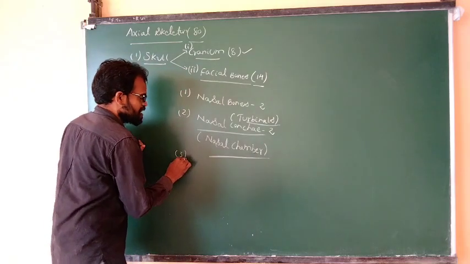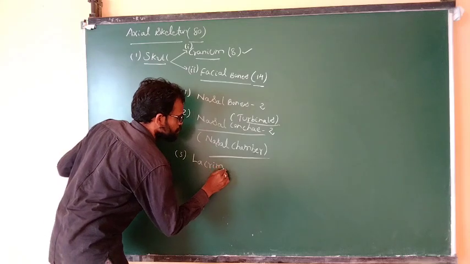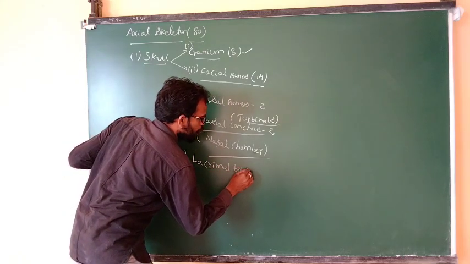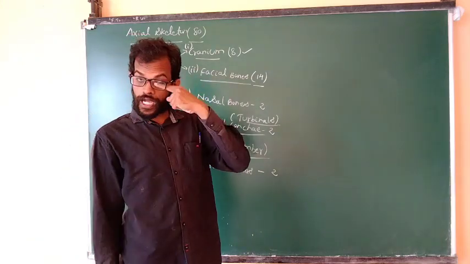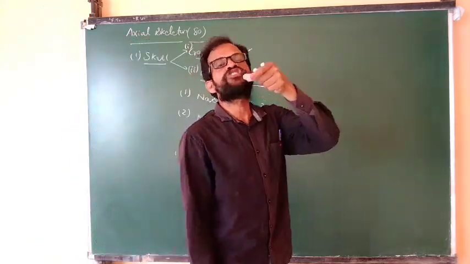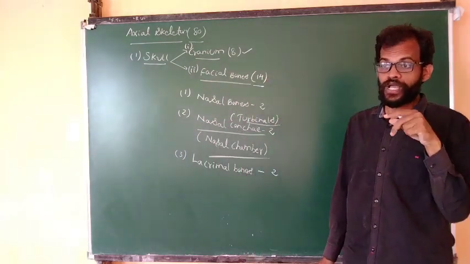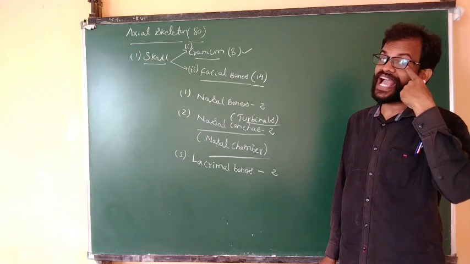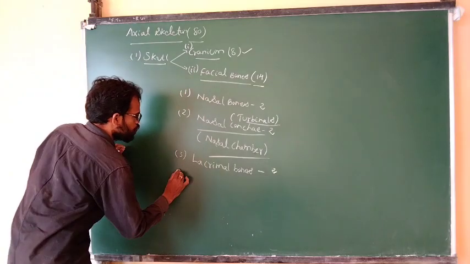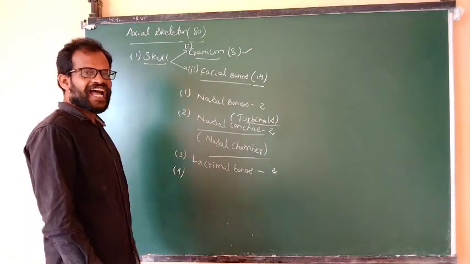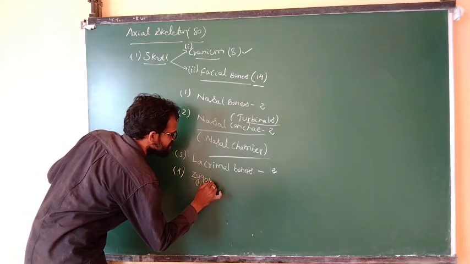Coming to the next important bone, the lacrimal bones. How many bones are present in the lacrimal bones? Two bones. These are the lacrimal bones, near the lacrimal glands, which secrete tears. Two bones are present in the eye. And also the next one, after the lacrimal bones, the zygomatic bones.